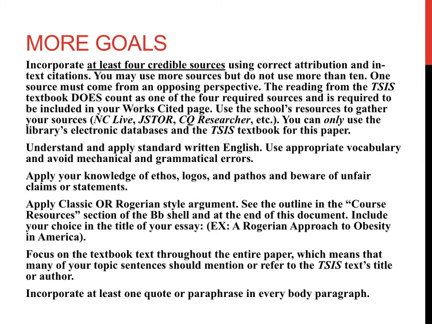One source must come from an opposing perspective. So that means the perspective that is against yours. That doesn't necessarily mean it's against the article from the textbook. It means it's against yours. So the textbook text, if it's against yours, that could be the opposing perspective. The reading from the I Say textbook does count as one of the 4 required sources and is required to be included in your works cited page. So I do expect that essay that you picked from the textbook to be cited and put into your works cited page.